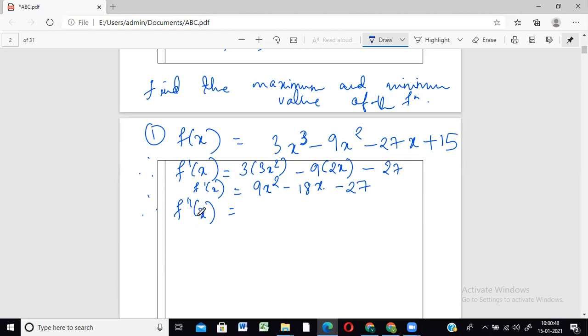So now the f double dash x. What is f double dash x? The second order, right? So what you have derived once is your f dash x. F double dash x means you are derivating it again, right? We have to derivate that one more time.